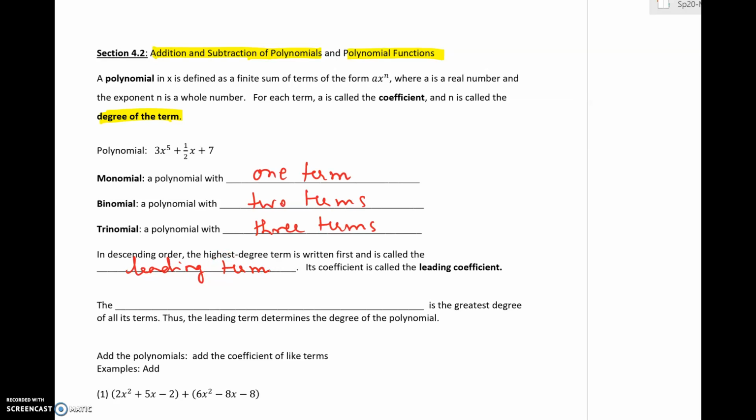Its coefficient is called the leading coefficient. The number in front of the highest degree term is the leading term.